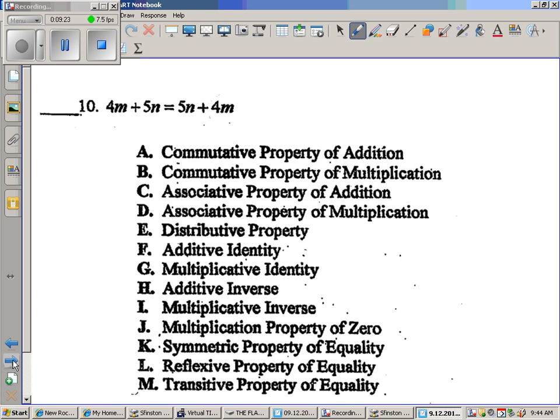You could say a whole bunch of things for this one. I think there's different stuff. What do you guys think? Yeah, commutative property of addition. You might also be able to say what else? Yeah, I would say, let's see, is it symmetric or is it reflexive? I need to go look back at my notes. Yep, you could have also said the symmetric.